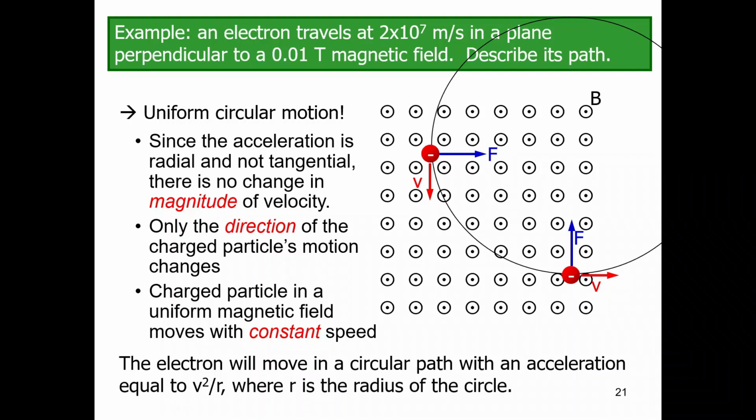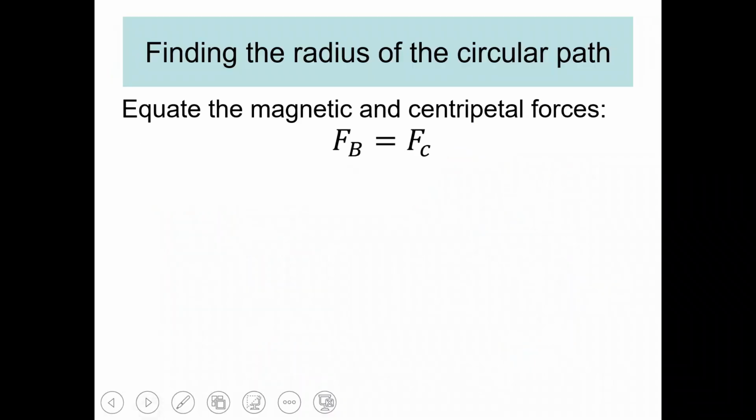Our centripetal acceleration is v squared over r. If you don't have that memorized, it is on your formula sheet. And then r is going to be the radius of the circle for that. So how would we find the radius of the circular path? Well, we have to use uniform circular motion. So mechanics, it just doesn't go away.